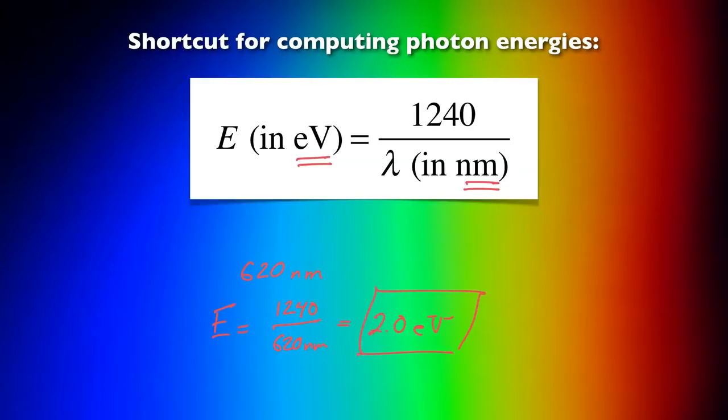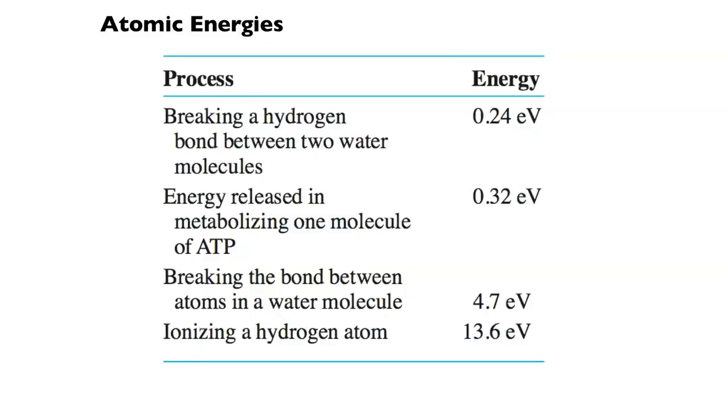So in the visible light spectrum, which runs from 400 to about 750 nanometers, we're going to be looking at energies that are in the single eV range. And that's why we use electron volts. It's a decent energy scale for this sort of thing.